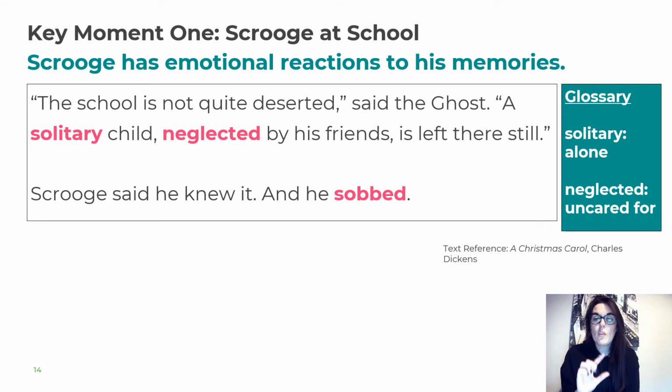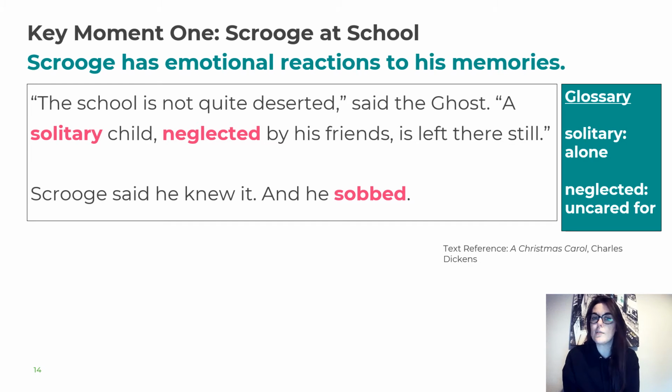So we've got this key moment here when Scrooge is at school, and Scrooge has these first emotional reactions to his memory. So the quote that's interesting here is, "The school is not quite deserted," said the ghost. "A solitary child, neglected by his friends, is left there still." Scrooge said he knew it, and he sobbed.